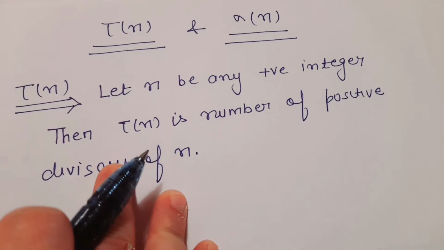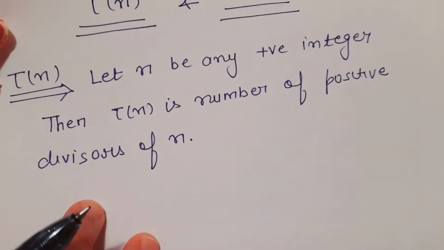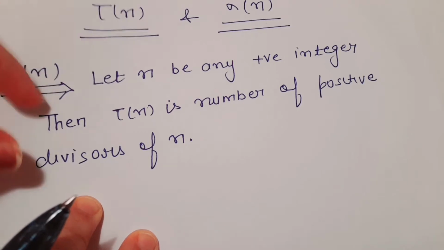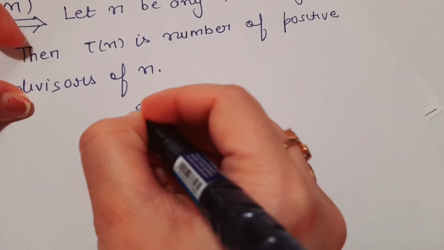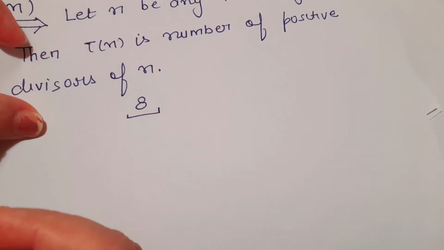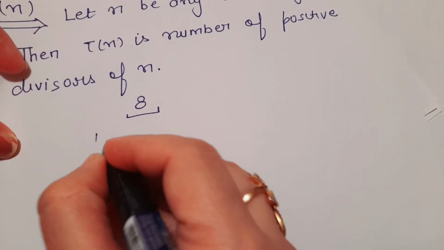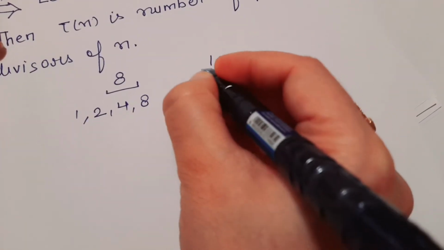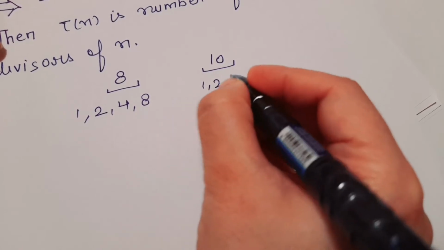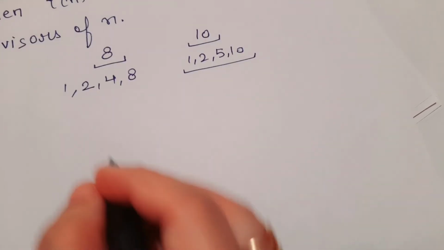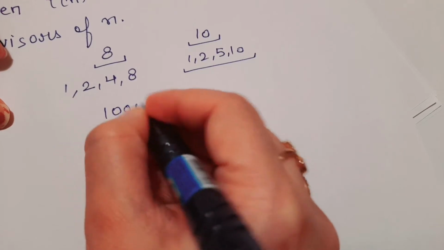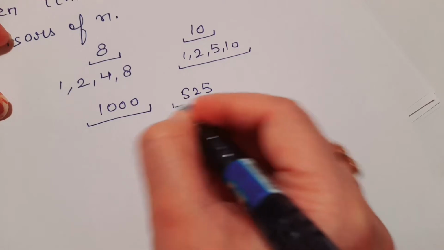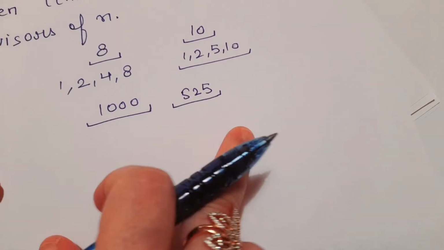What is tau n? Suppose n is any positive integer, then tau n is the number of positive divisors of n. Like if you have 8, you need to find the number of positive divisors. You can easily say 1, 2, 4 and 8. If we have 10, then you can easily say 1, 2, 5, 10. But in case of big numbers like 1000 or 10,500, it will be a big task to calculate their divisors.